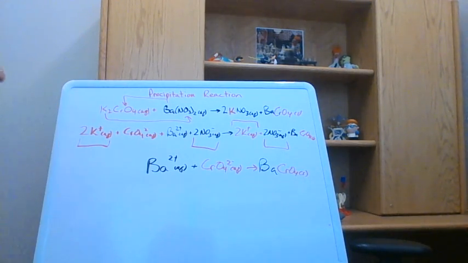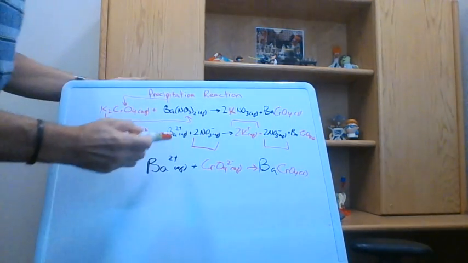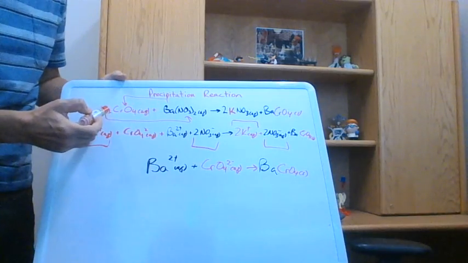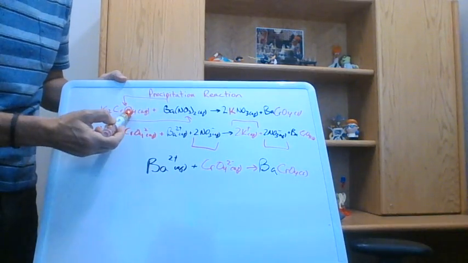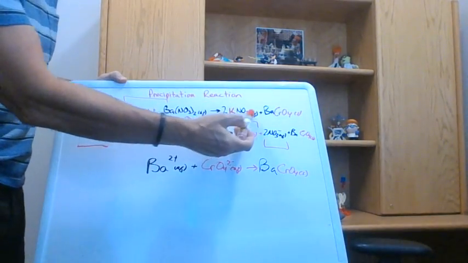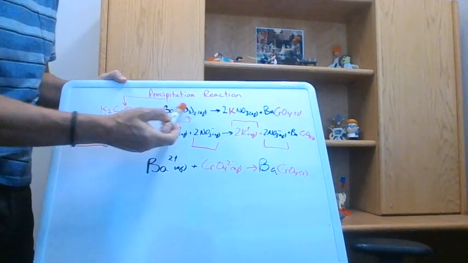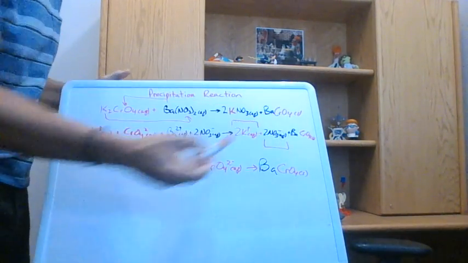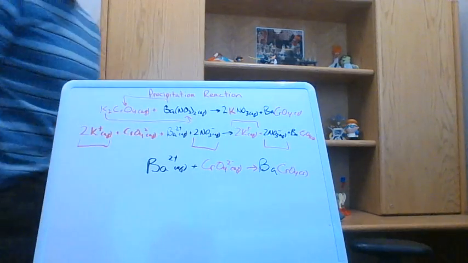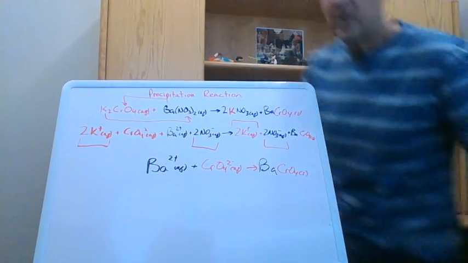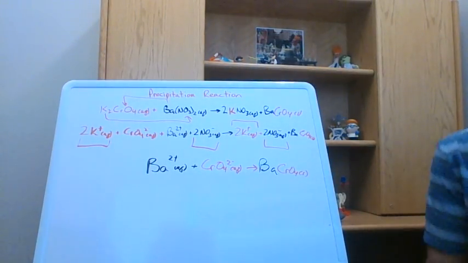So again, this is also called a double displacement reaction because the two partners are switching. Here the potassium was with the chromate, now it's with the nitrate on this side. Here the barium was with the nitrate, now it's with the chromate. So they're switching, so it's a precipitation reaction. But it could also be called a double displacement reaction.